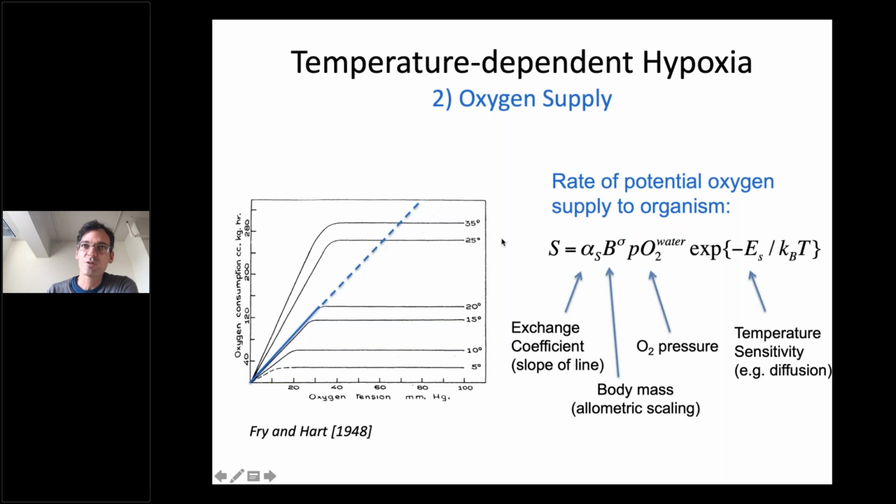What's not shown here, but you can imagine, is that that slope will also vary with the size of the animal. And one critical parameter for us is going to be this sigma, the degree to which the oxygen supply increases for a given increase in the body size of the animal. That's not shown in these experiments. We're going to need to get that in other ways.